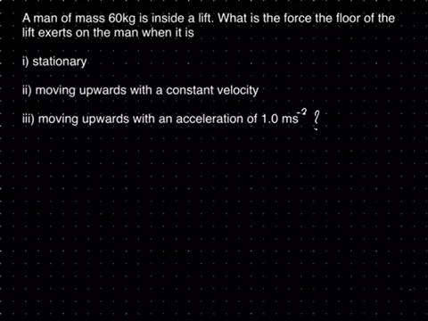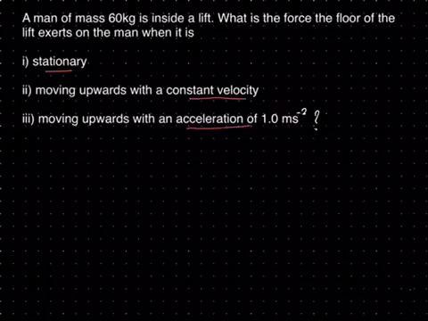The question reads: a man of mass 60 kg is inside a lift. What is the force the floor of the lift exerts on the man when the lift is stationary, when it's moving upwards at a constant velocity, and when it's moving upwards with an acceleration of 1 meter per second squared?